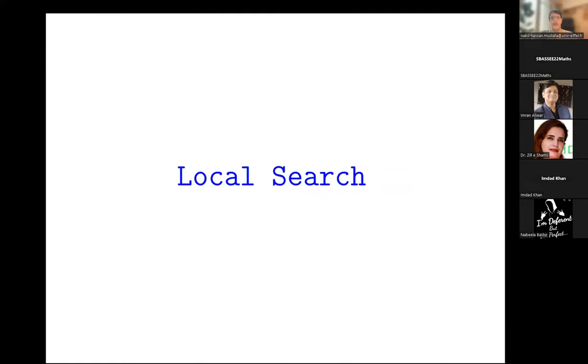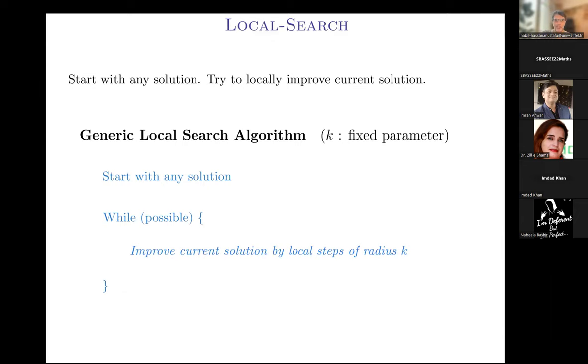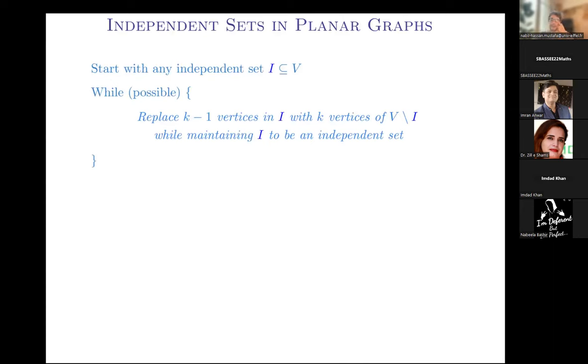Okay. So the local search algorithm is pretty generic. You start with any solution and you just try to improve it by locally modifying certain things. You take some small stuff that you can replace or modify and you do that, right? So that's the generic local search algorithm. If you were to look at it for our problem, it would be this. K is a parameter for the moment. Imagine it's just some number, 3, 4, 5, 10, whatever. And this is the new algorithm.